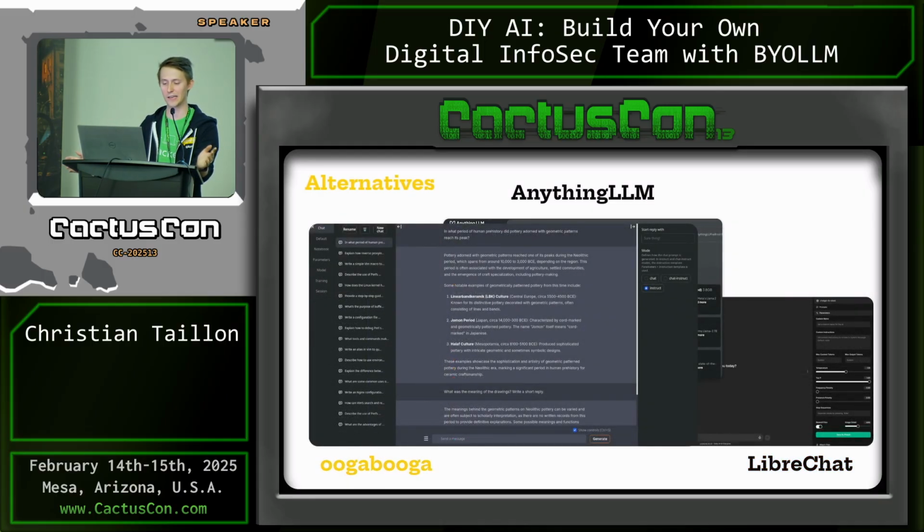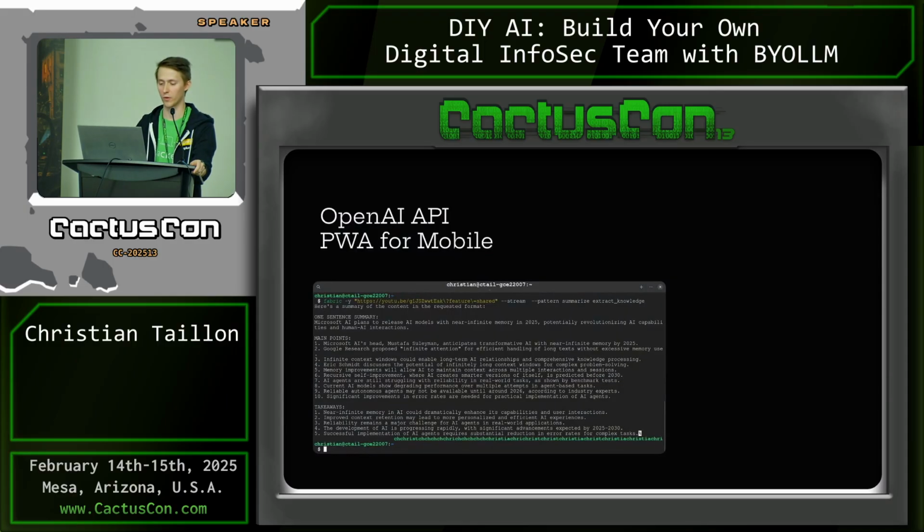I don't really know how to say this. I think it's the most popular, in terms of stars on GitHub, but Booga is a very popular interface, a GUI user interface for these things.